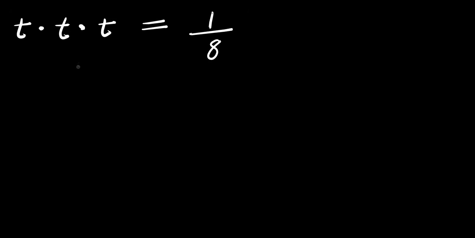Hello, how do you solve this problem? t times t times t equals 1 over 8. We are solving for the values of t that satisfy this equation. So let's start with the left-hand side.